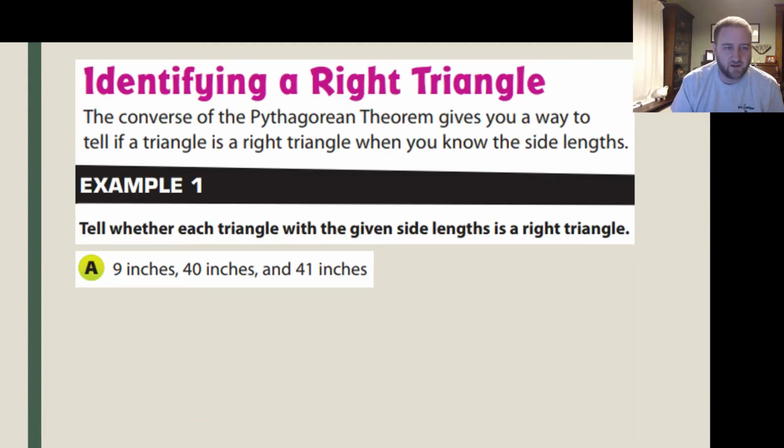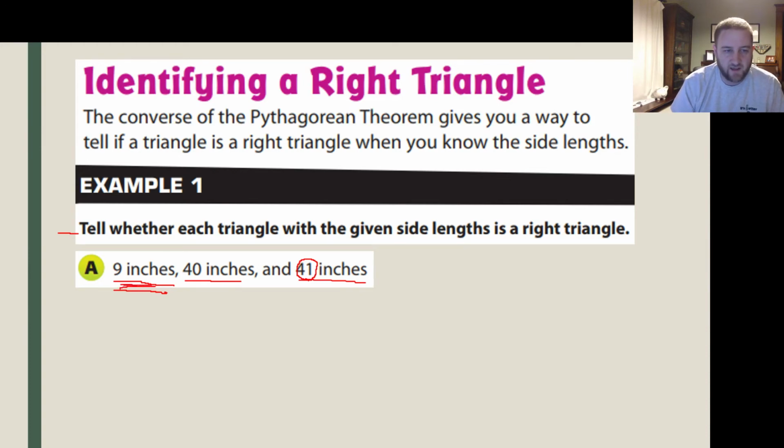All right, so here it says tell whether each triangle with the given side lengths is a right triangle. So here we've got a triangle with sides 9, 40, and 41. Okay, so we want to plug this into our Pythagorean theorem. If we get a true statement, that means it's a right triangle. First, we need to figure out which one is c. Well, we already talked about how c is the hypotenuse, and the hypotenuse is always the longest side. The longest side is 41, so 41 is going to be our hypotenuse.